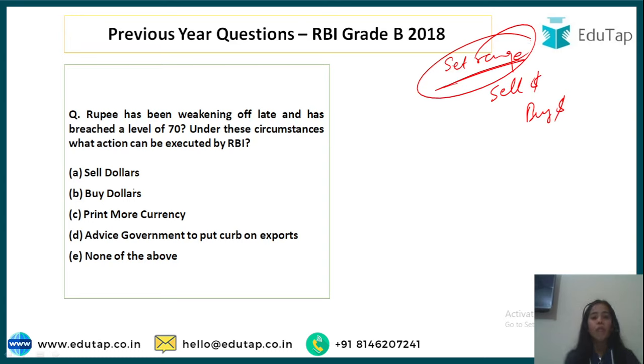Okay, so now rupee has been weakening. Rupee has been continuously depreciating and has breached a level of 70. So under these circumstances, what action can be executed by RBI?